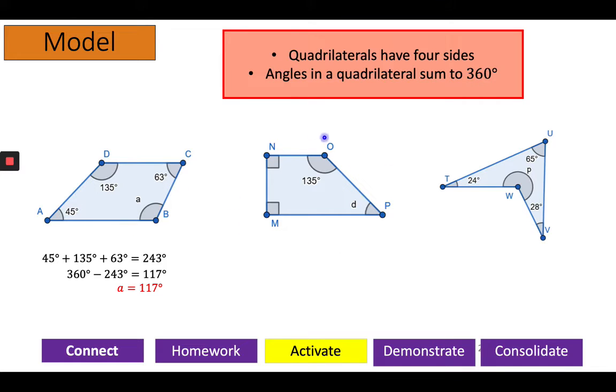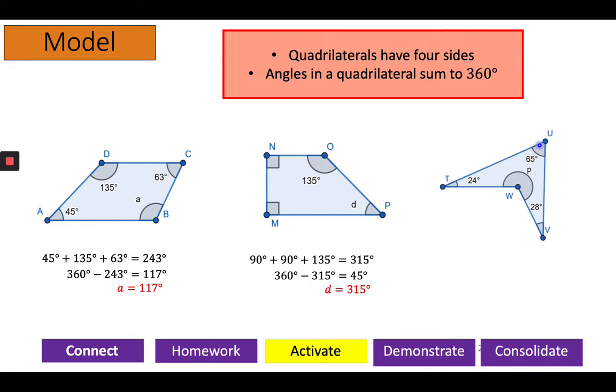For our next quadrilateral here, we'll take 90 plus 90 plus 135, and we get 315 degrees. We subtract that from 360, and we get 45 degrees. So we know our angle D is 45 degrees.